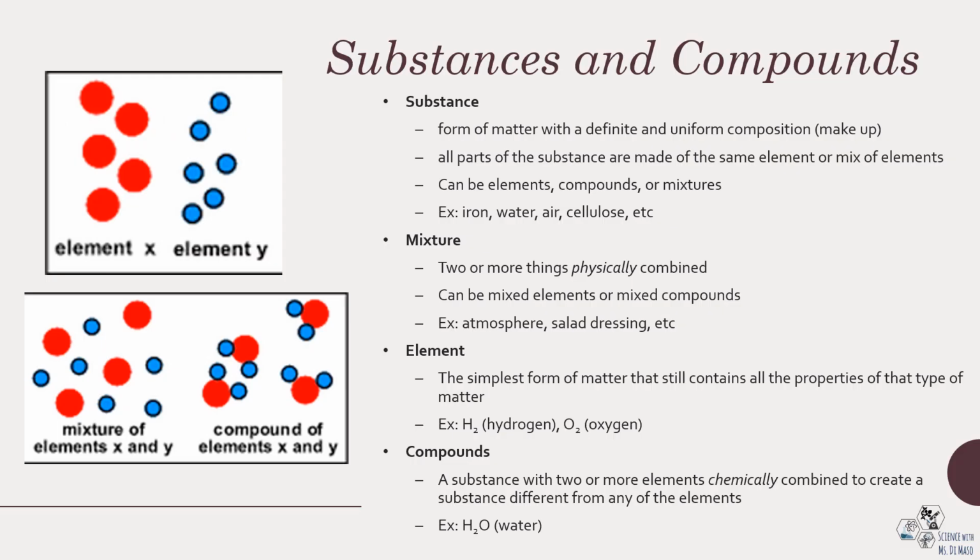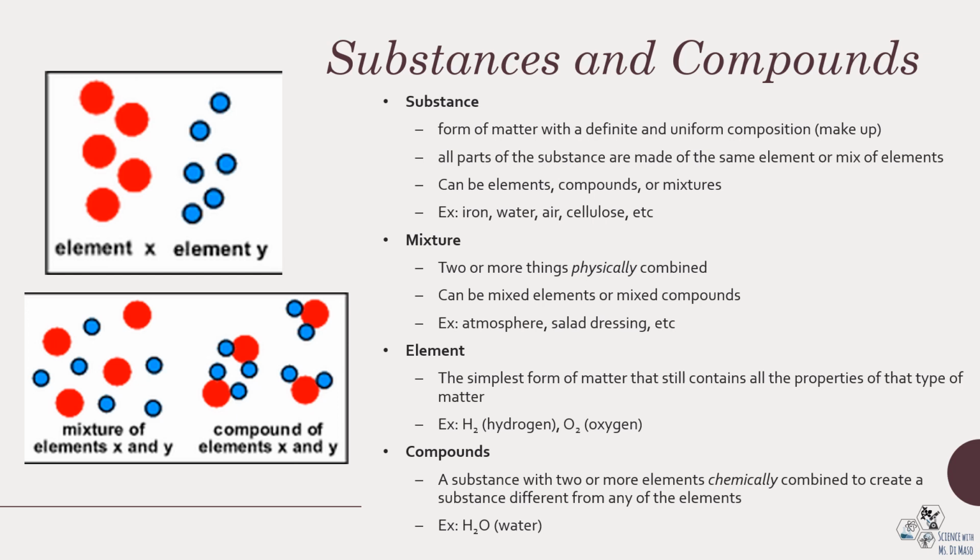So a few more, I guess, basic definitions before we move on. I'm going to be using the word substance. All that means is it's a form of matter with a definite and uniform composition. And what I mean by composition is its makeup. How is it made? So all parts of the substance are made from the same element or the mix of elements. They can be an element, a compound, or a mixture. And we'll get into what those 3 are. So substance is essentially like saying stuff or things. It's a very general term.